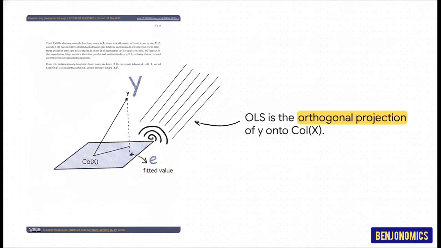Imagine your data vector y just floating out there in three-dimensional space. OLS finds the closest possible point on the flat plane created by your X variables, which we call the column space of X. It drops a perpendicular line straight down to that plane. That shadow, the orthogonal projection, is your fitted value. And the distance of that drop, that's your residual error, e. It's just a beautifully simple geometric truth.